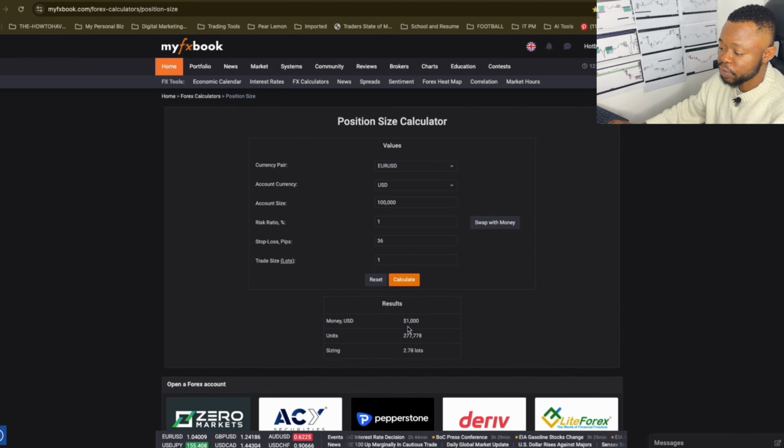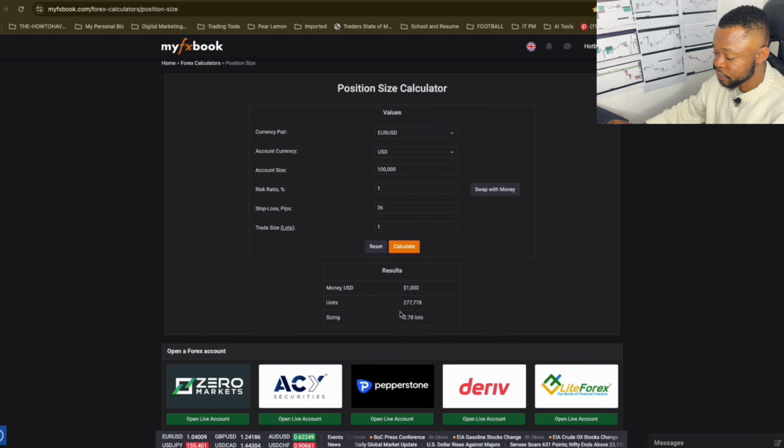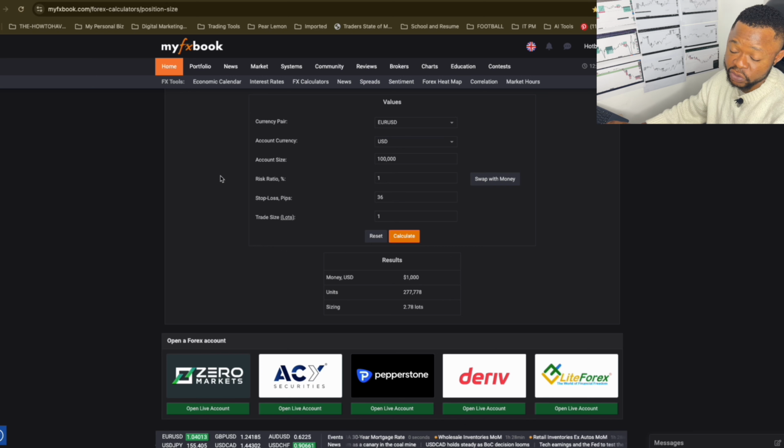So for you to risk 1% of $100,000, you're going to be buying 477,000 worth of the euro as against the dollar. So your position size is about 2.7 lots. So you're risking $1,000. So that's the good thing about using the position size calculator, because it helps you ease all the stress. It just positions you in the right way to go about your trade.